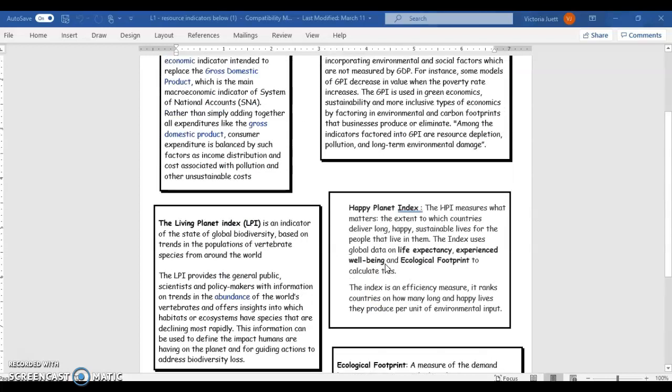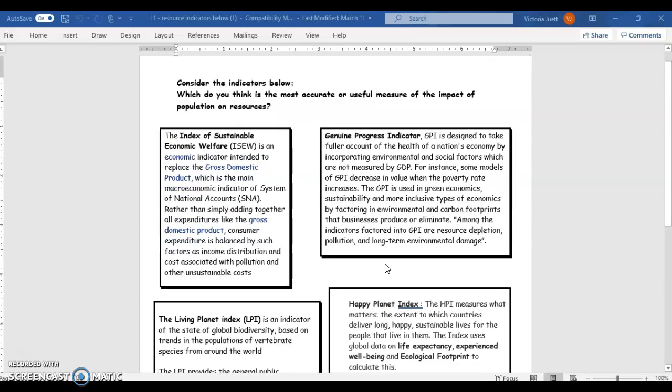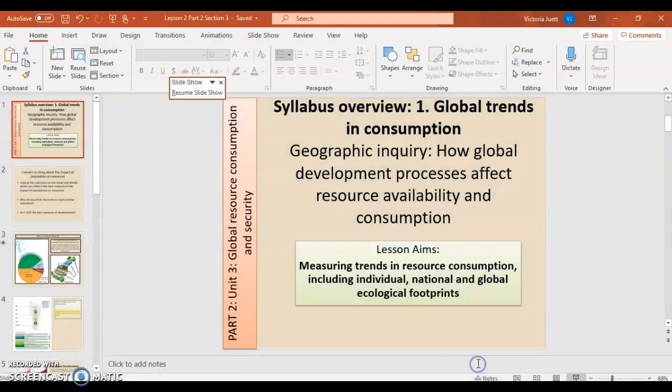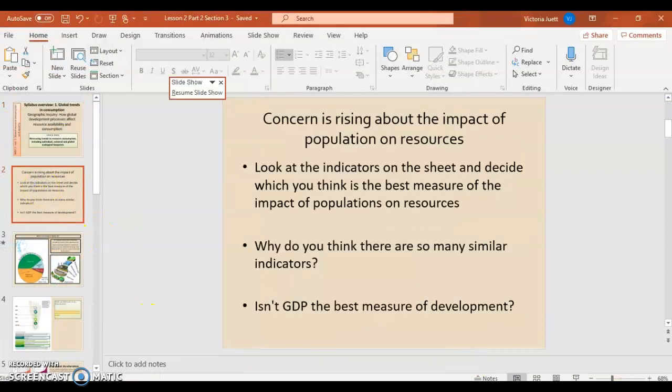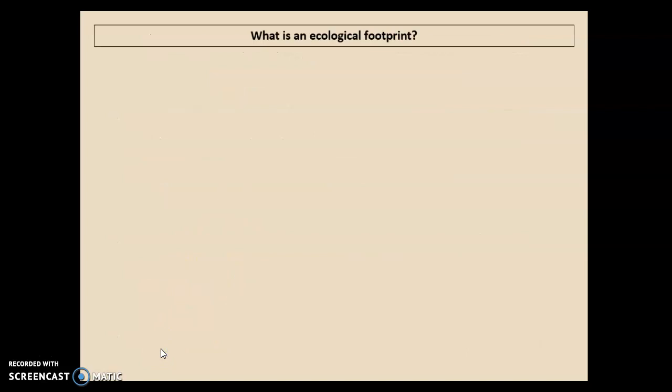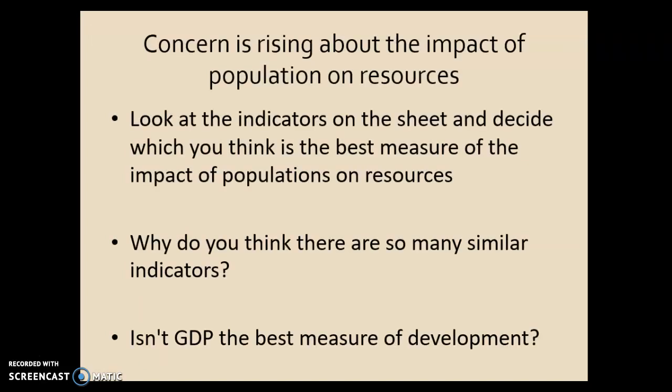So those 5 indicators there, just have a little think about that for a minute. You can pause the video, have a read through them again, and think about the questions that I was asking you, which were these ones here. Which one do you think is the best measure of the impact of populations on resources, and why do you think there are so many similar indicators? And isn't GDP the best measure of development?